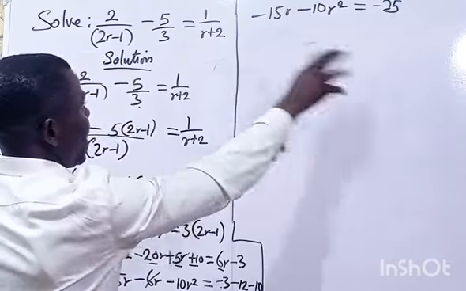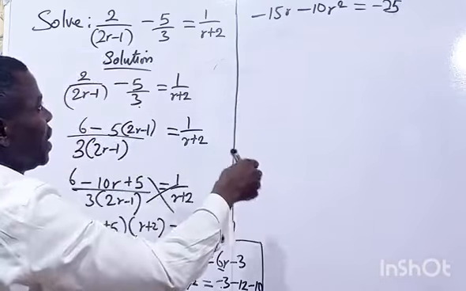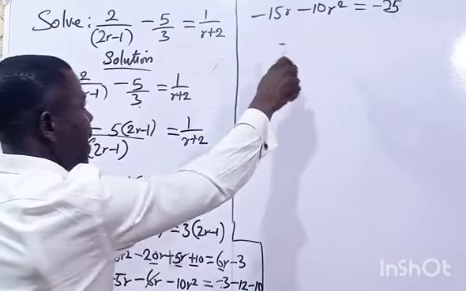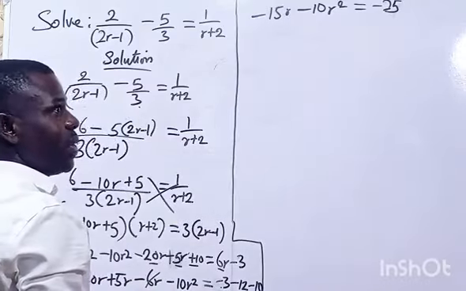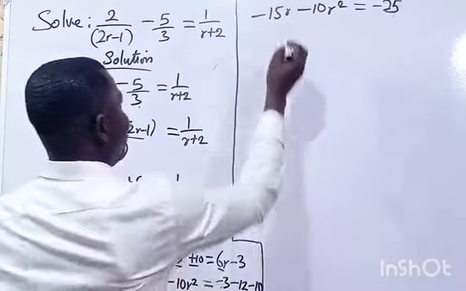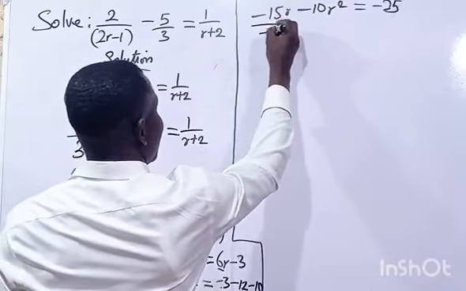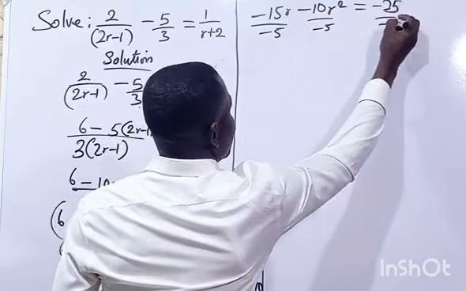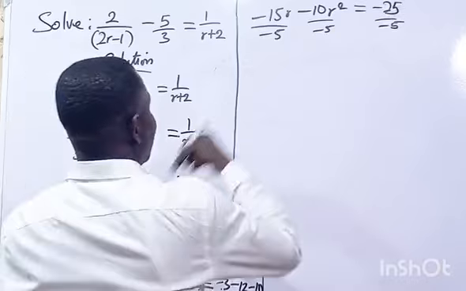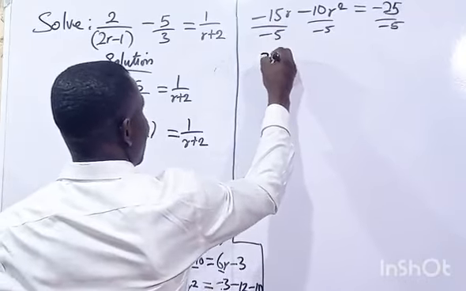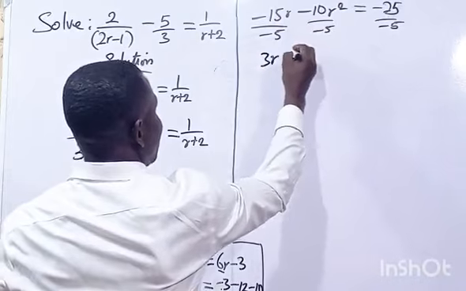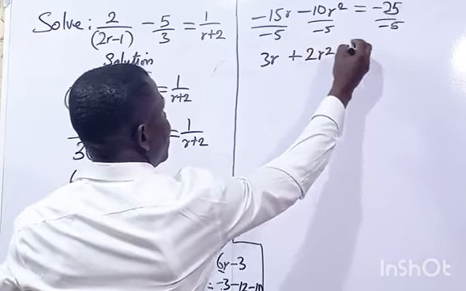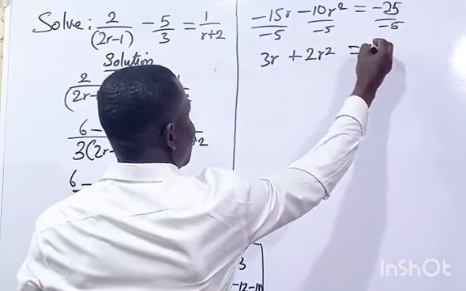So can you use 5 to divide it, to reduce it? If I even change it to a positive number, because we have negative here, we can divide everything by minus 5. Do you agree? If you divide here by minus 5, we have 3 arrow. If you divide here by minus 5, we have plus 2 arrow squared. If you divide here by minus 5, we have 5.